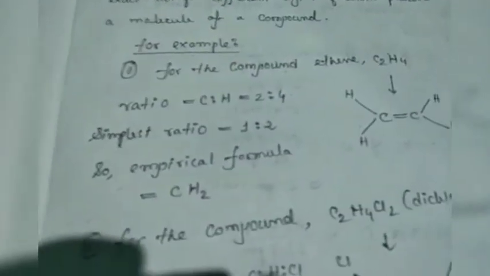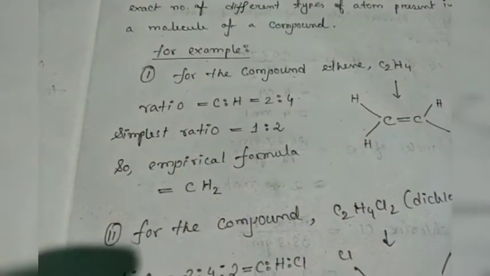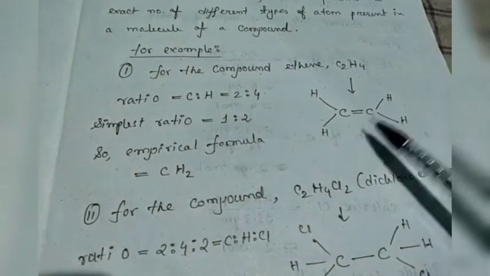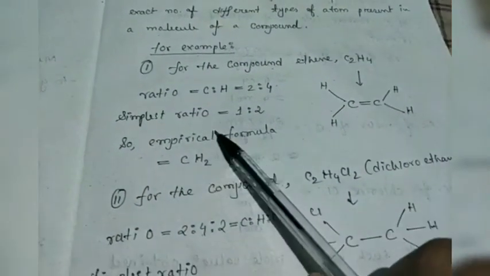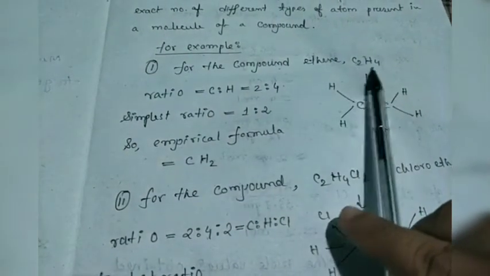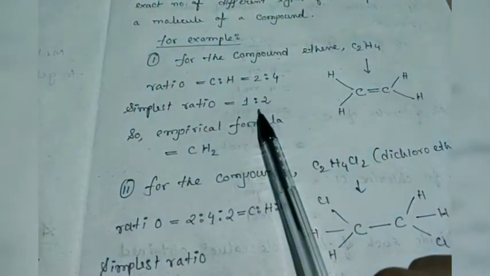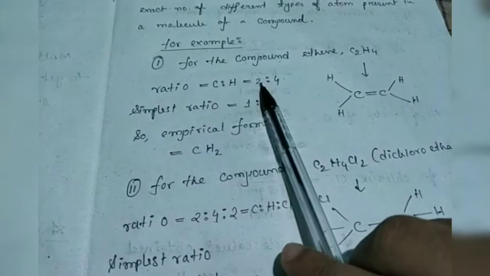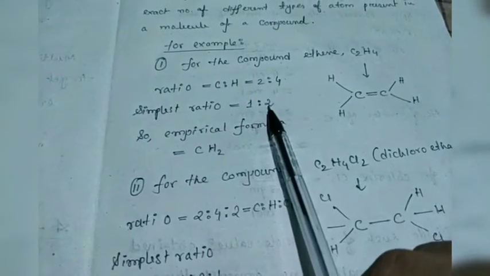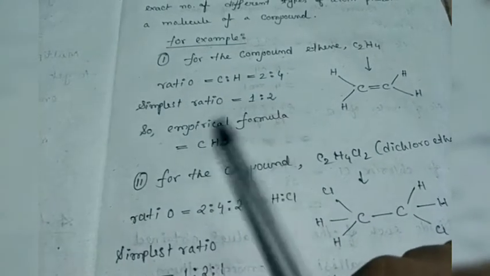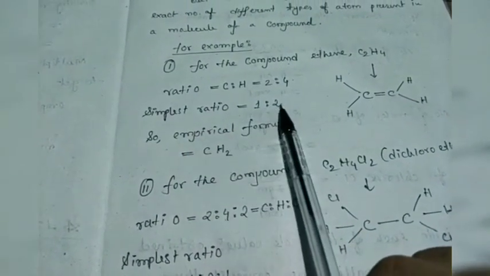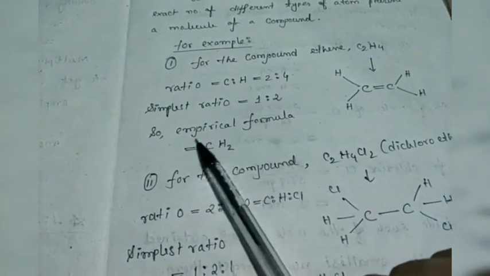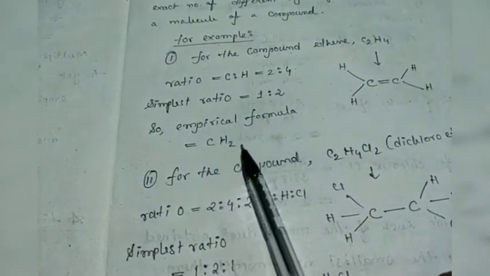But for example, for the compound ethene, C2H4, this is the structure of ethene. The ratio of carbon to hydrogen is 2:4, and the simplest ratio is what? Dividing by 2, 2 becomes 1 and 4 becomes 2. So the simplest ratio is 1:2. This is the molecular formula ratio, and this is the empirical formula ratio. So the empirical formula of ethene is CH2.